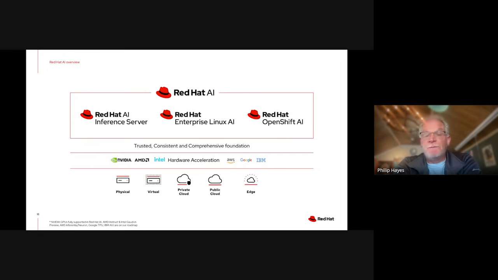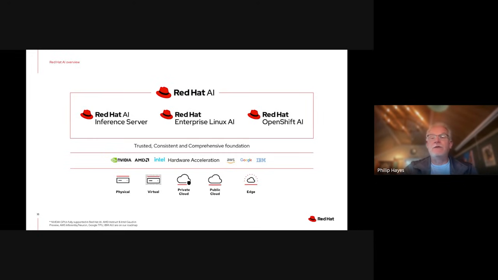The portfolio is powered by open source technologies and a partner ecosystem that focuses on performance, choice, and scalability. With Red Hat AI Inference Server at the core of the platform, it acts like the engine enabling optimized inference at scale.